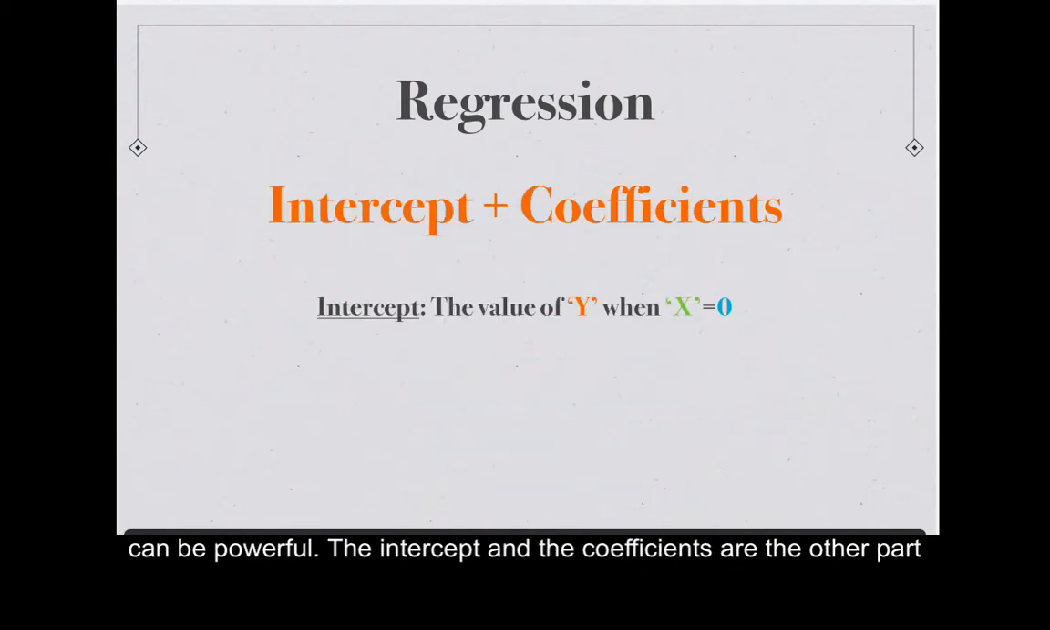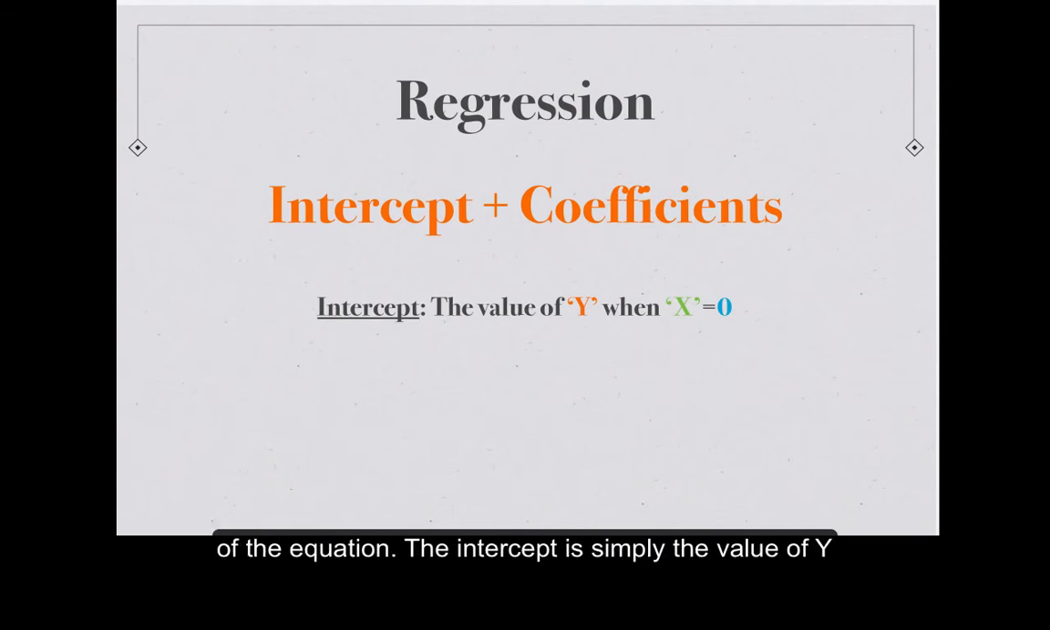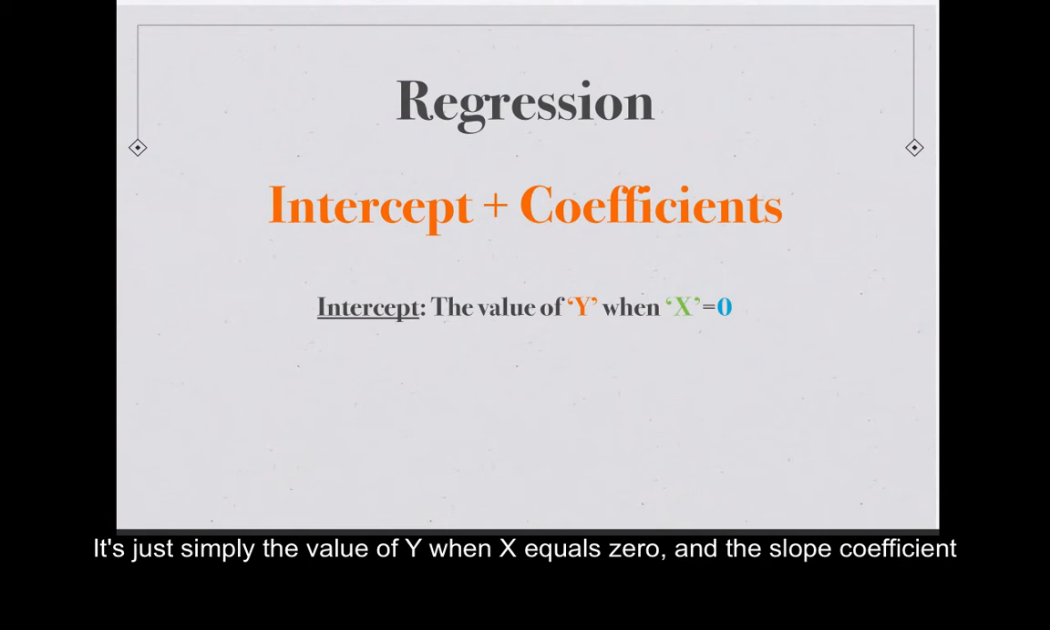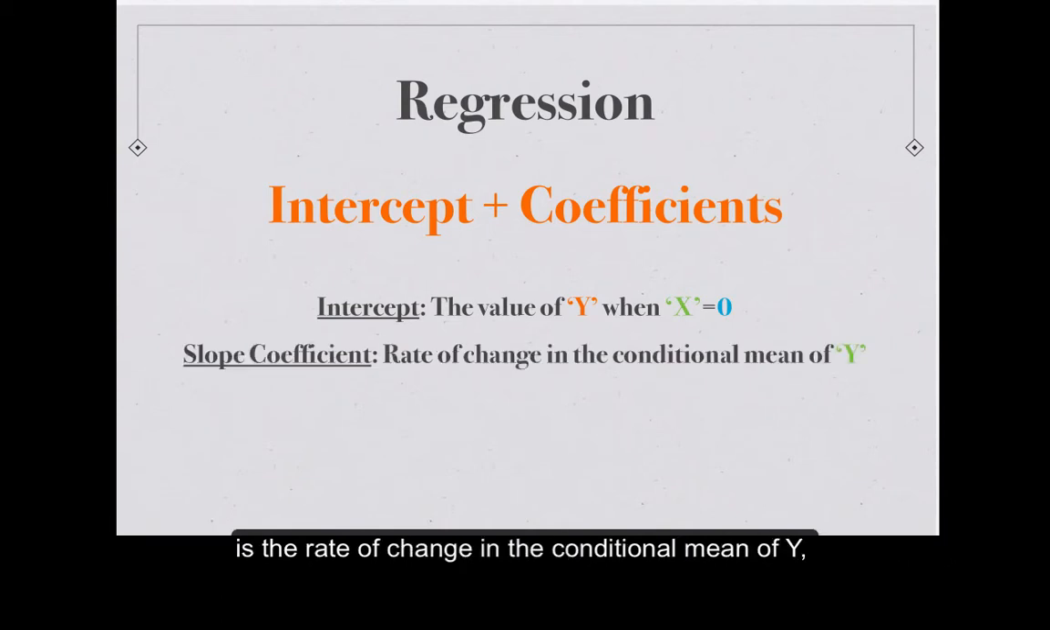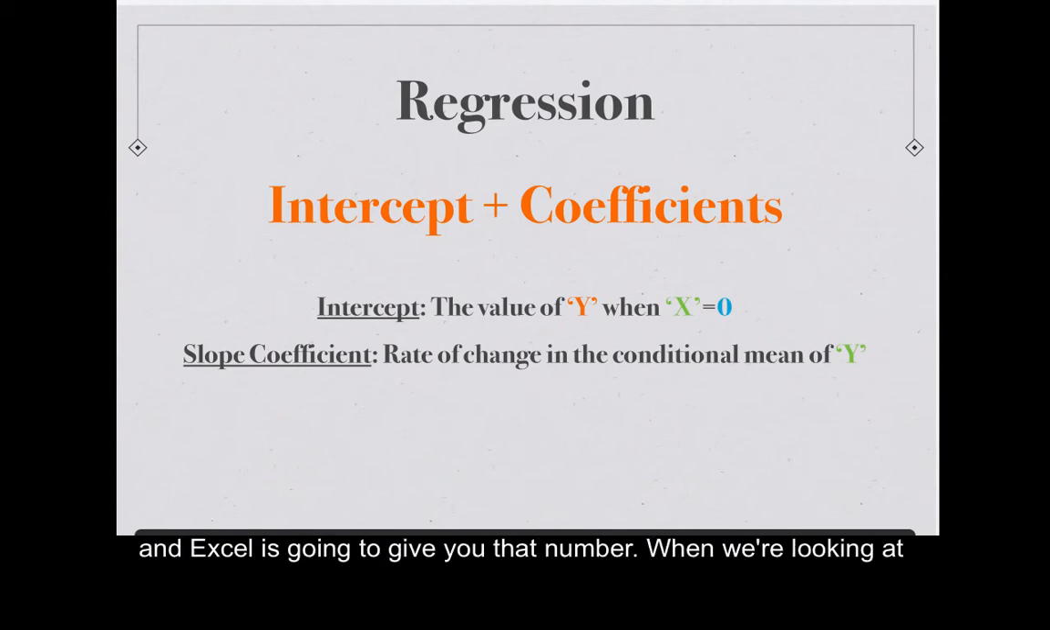Now, the intercept and the coefficients are the other part of the equation. And the intercept is simply the value of Y when your explanatory variable equals 0. So that's just simply the value of Y when X equals 0. And your slope coefficient is the rate of change in the conditional mean of Y. And Excel is going to give you that number.